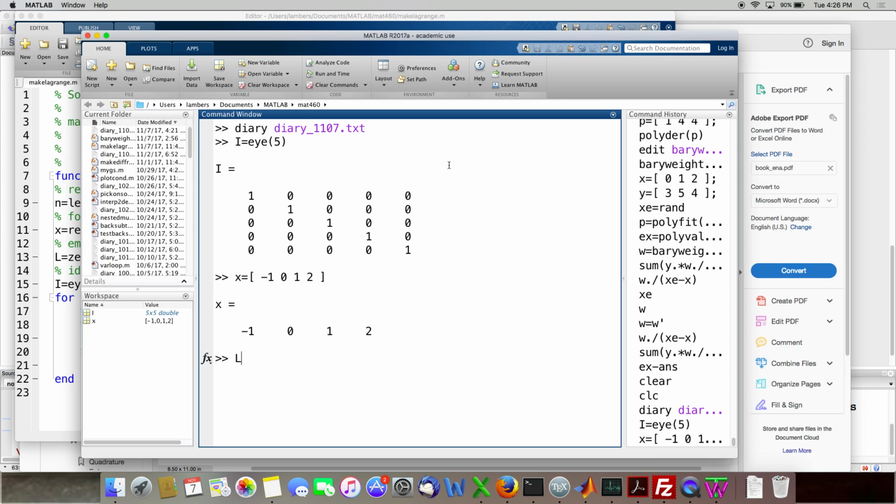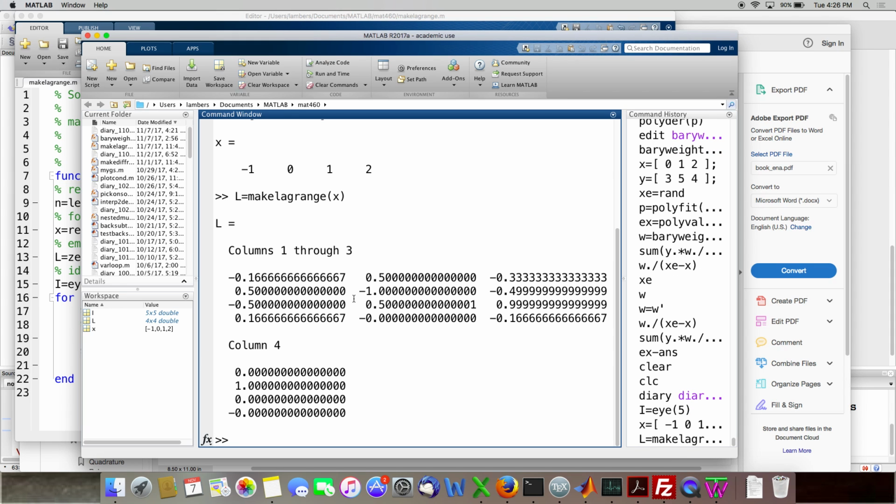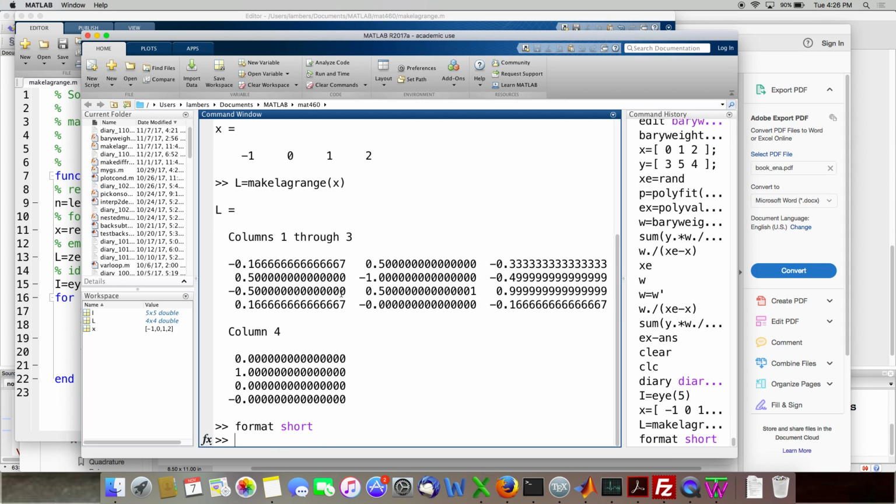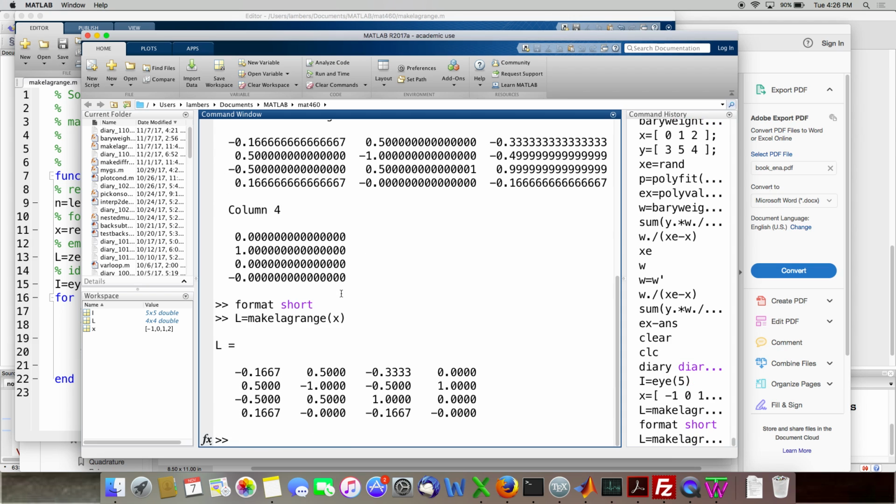And now what I'll do is call my make Lagrange function, and I'll have it print out the matrix L. Actually, I'm going to do format short on this. I don't need to see 15 decimal places. Okay. So here are my coefficients of my Lagrange polynomials.